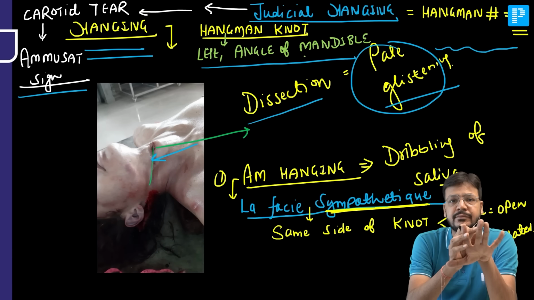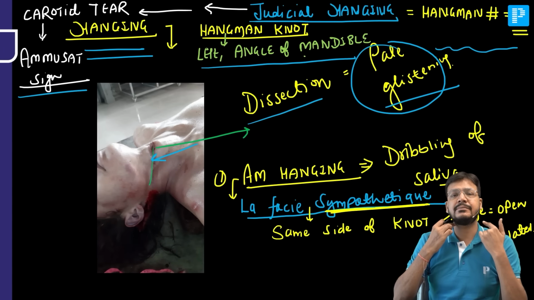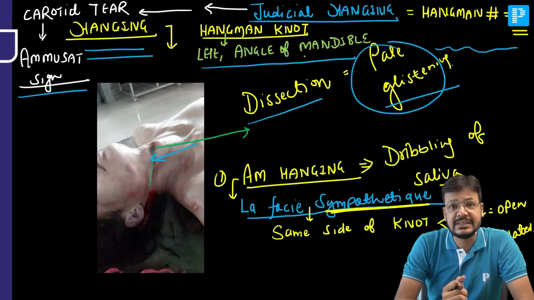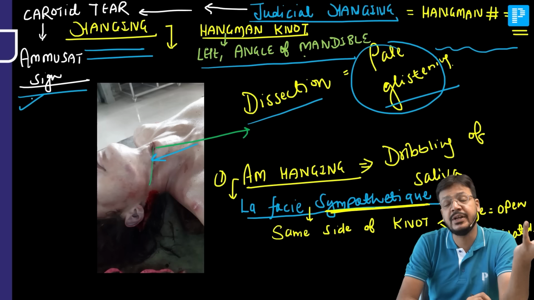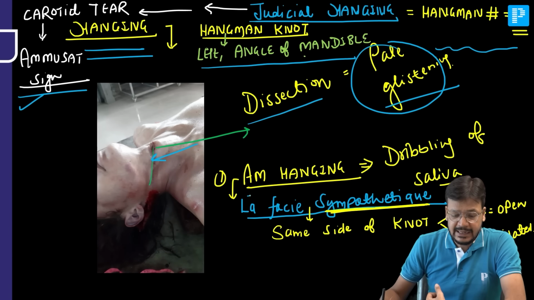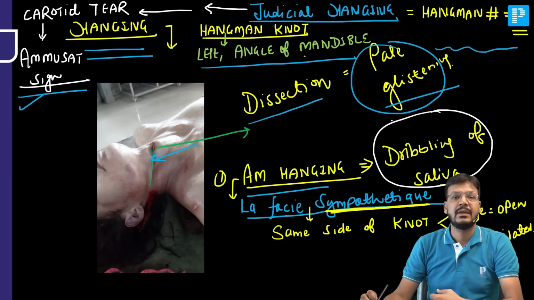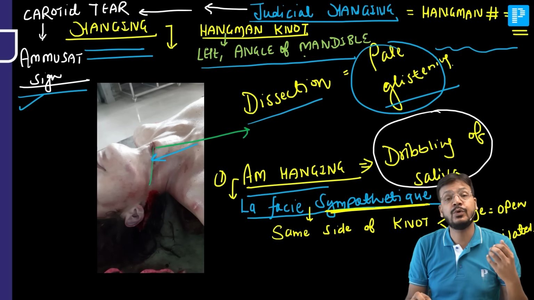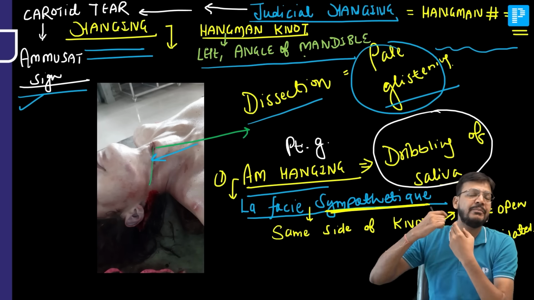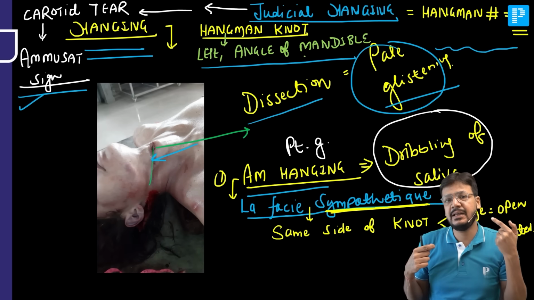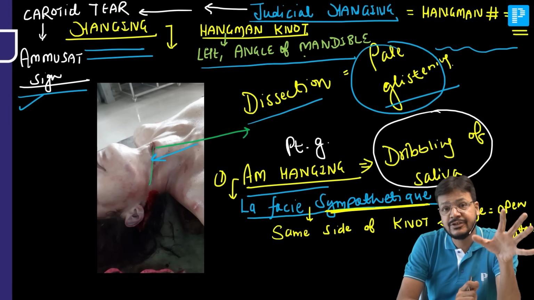Five lines I have told you. If after dissection you have a pale and glistening area, mostly you have an oblique mark. Hangman fracture is seen of the C2 vertebra, and sudden drop will cause Amussat sign in judicial hanging. Now, sir, in antemortem hanging, the most characteristic finding is dribbling of saliva, and it is seen on the opposite side of the knot due to stimulation of the pterygopalatine ganglion. So if my knot is here, the dribbling of saliva will be seen here.